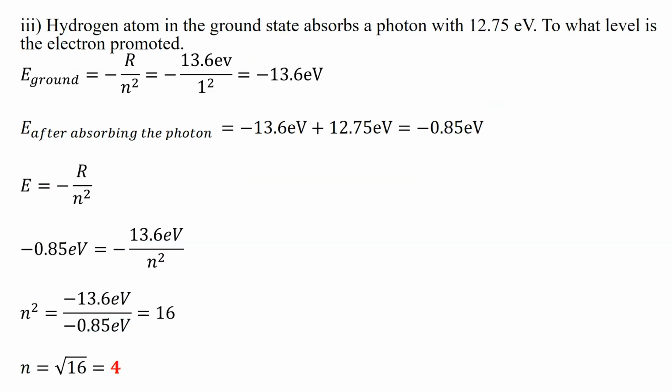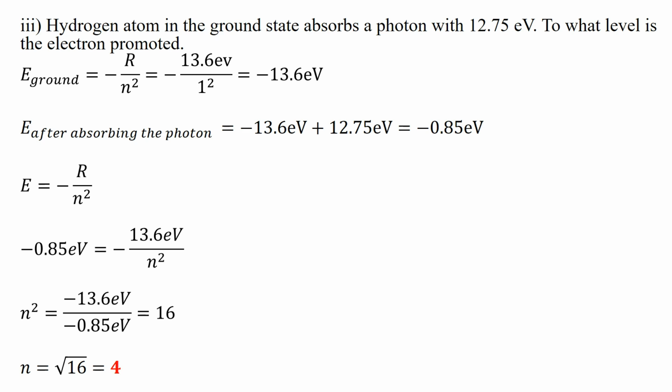Moving to the third sub-question for this question. The question is telling us that the hydrogen atom in the ground state absorbs a photon with 12.75 electron-volt. Then the question is asking to what level the electron is promoted. So we have the hydrogen at the ground state, and it has absorbed energy of 12.75 electron-volt. We need to find the level to which the electron is promoted after absorbing the photon with that energy.